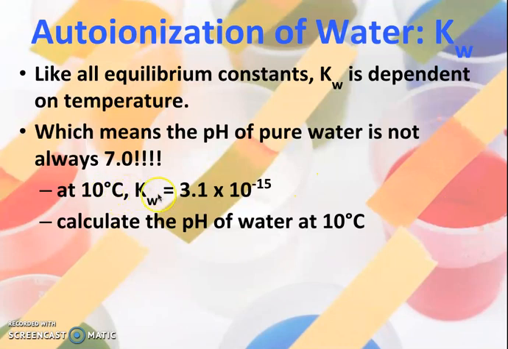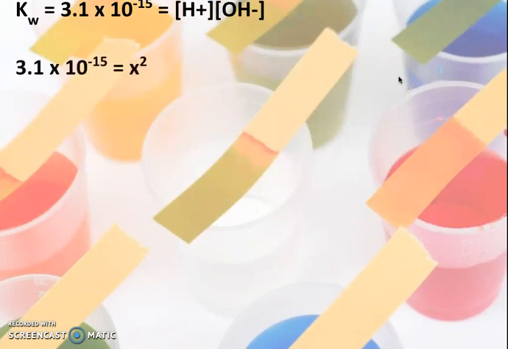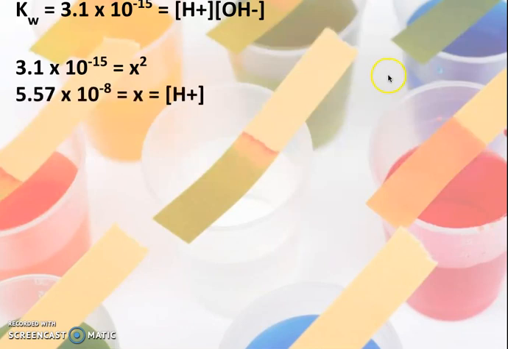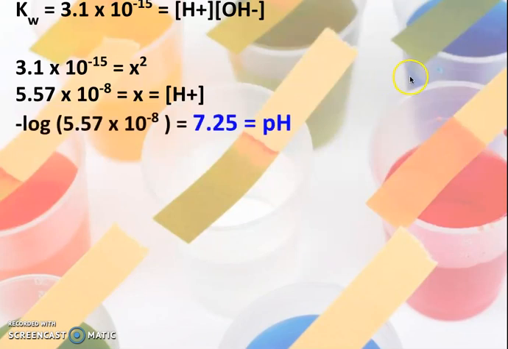For example, at 10 degrees Celsius, the equilibrium constant for water is a little bit off. Instead of 1 times 10 to the minus 14, if we drop the temperature, our Kw drops to 3.1 times 10 to the minus 15. So if we calculate the pH of water at this point, we'd have to plug that Kw in. H plus and OH minus, we don't know what they are, but we know they're equal to each other. So I can replace that with x squared. Solve for x, that gives me an H plus concentration. Negative log gives me a pH. At 10 degrees Celsius, the pH of water becomes 7.25.